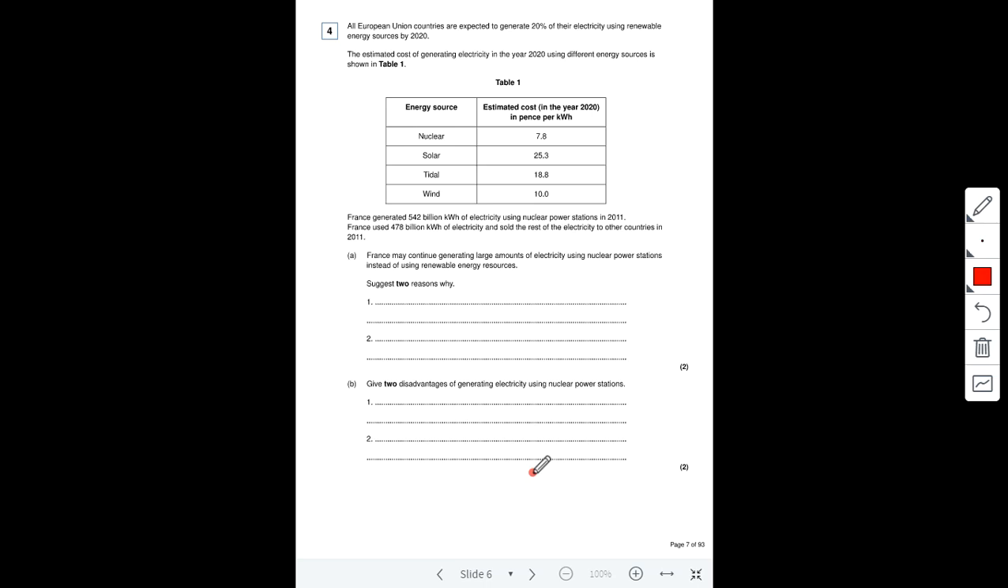And second, because you have to give two reasons. They could invest in money because you can say they are more reliable, selling it to the countries. Yes, that's correct.